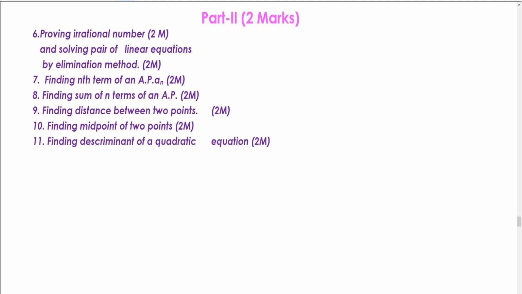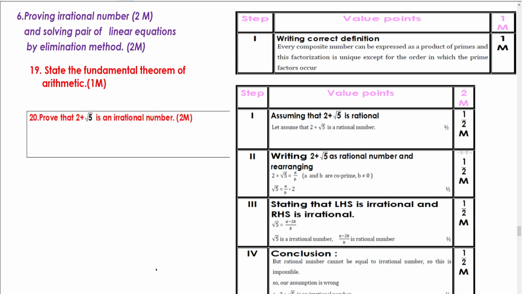That completes the statistics. Today we will move on to the second part of our target plan, 40 plus plan: proving irrational number and solving pair of linear equations by elimination method. I am dealing with this in this session today, and in the next video I will continue again with finding nth term of an AP, arithmetic progression, finding sum of n terms of an AP, right? So let's quickly move on to the first problem.